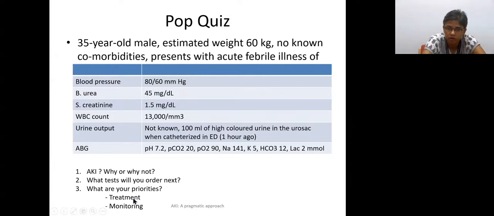Okay. Your priorities at this time would be to push up this blood pressure. If this patient has an acute febrile illness and is septic, you may have to start antibiotics. Do everything that you would normally do in the sepsis bundle. And of course, in terms of monitoring, like I said, it's important to monitor the electrolytes, the urine output, and all indicators of their volume status.